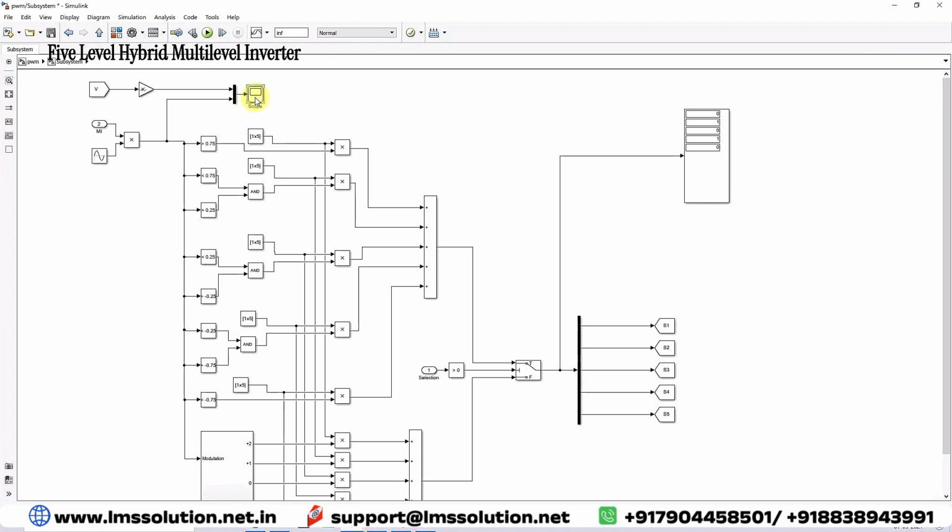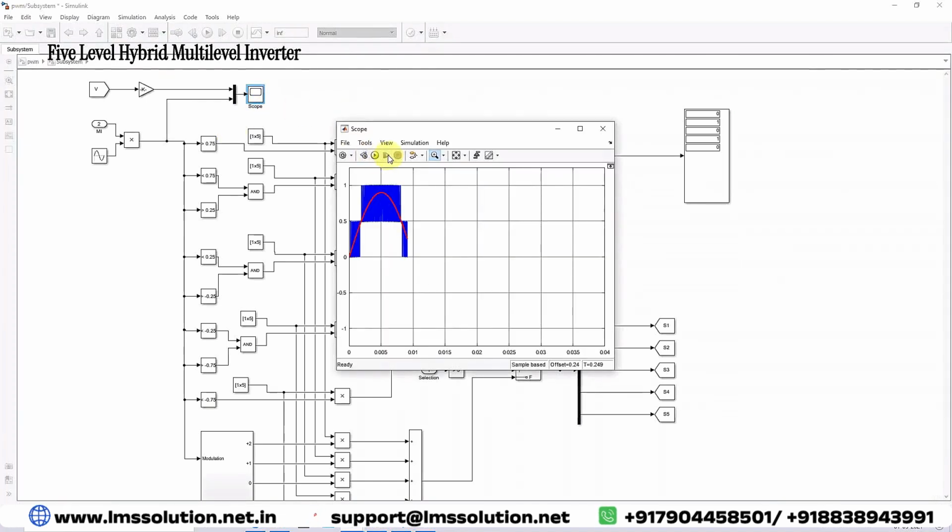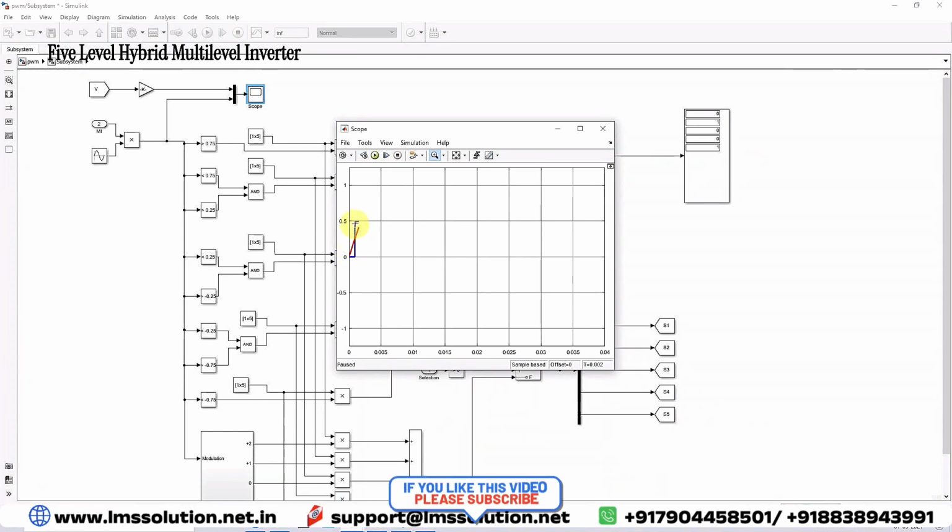Next, I am going to explain step by step. Here you can see this is the sinusoidal waveform. When the sinusoidal waveform crosses above 0.25, we will get the first level output. That means we can say VDC by 2. Then when the sinusoidal waveform crosses above 0.75, we will get the second level output.